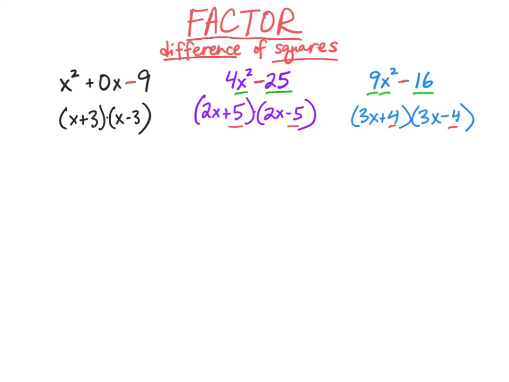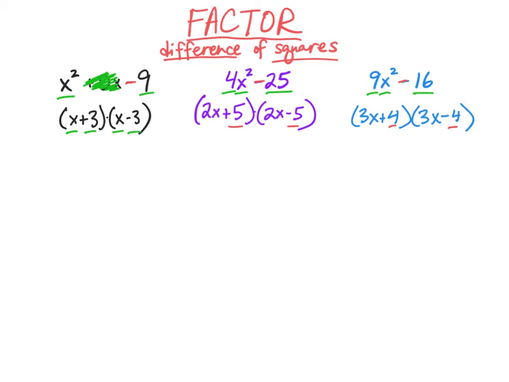5 times 5. x squared is x times x, and 4 is 2 times 2. 9 is 3 times 3. The 0 really shouldn't be there, but 0 times 0 is 0 anyways. And then x squared is a perfect square, x times x. So if we have perfect squares, x squared comes from x times x. And then negative 9 comes from positive 3 times negative 3.